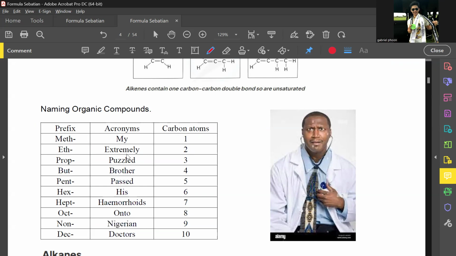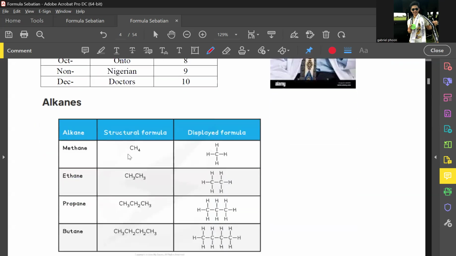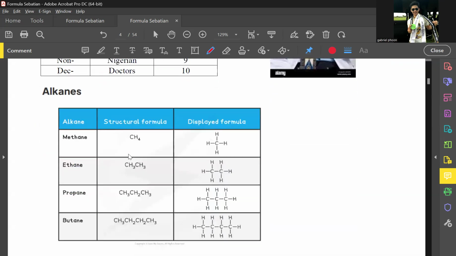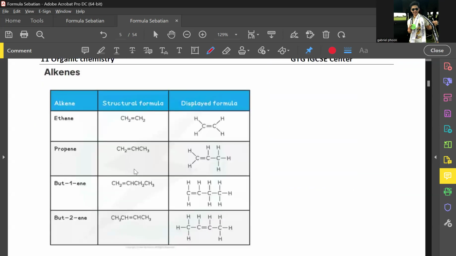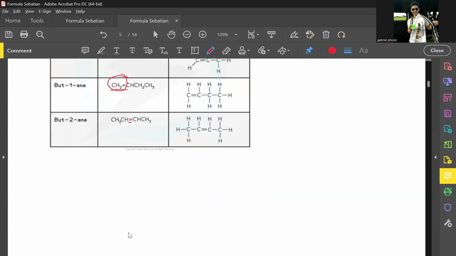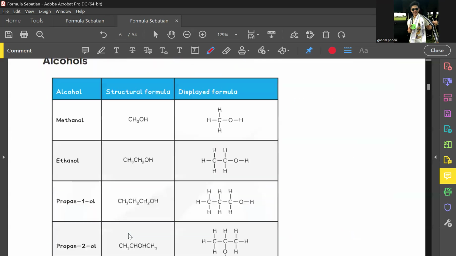Yes. Yeah, and these are all the general structures. Alkanes, you can refer to them on your own free time. Alkenes, depending on where the double bond is, guys, the naming will be different as well. As you can see here, but-1-ene means the double bond is on the first carbon, and but-2-ene, the double bond is on the second carbon, guys. Remember this, right? This is relatively important.